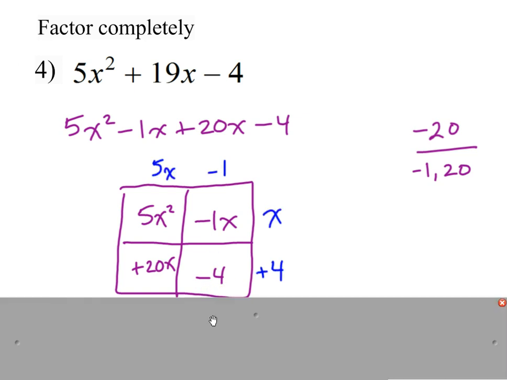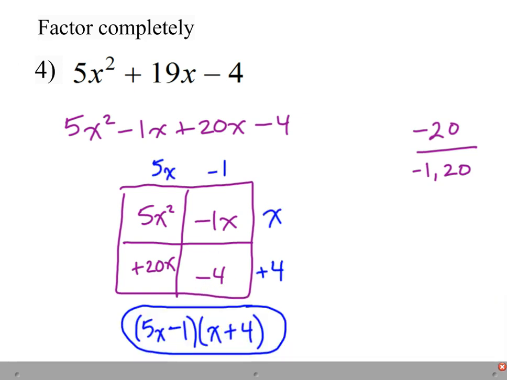Finally, we just get our factorization. 5x minus 1 times x plus 4. We can check that by multiplication.